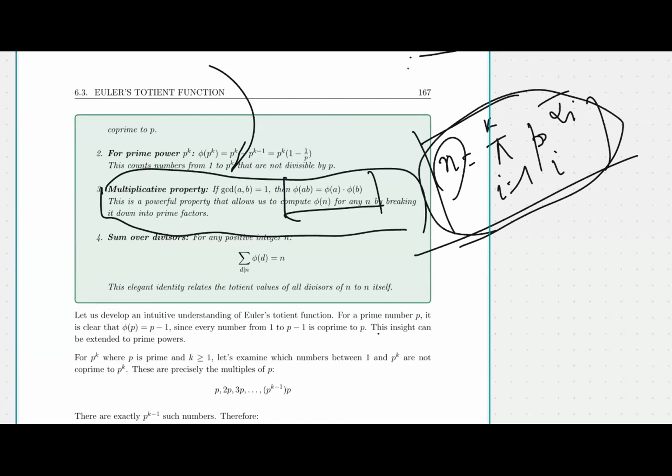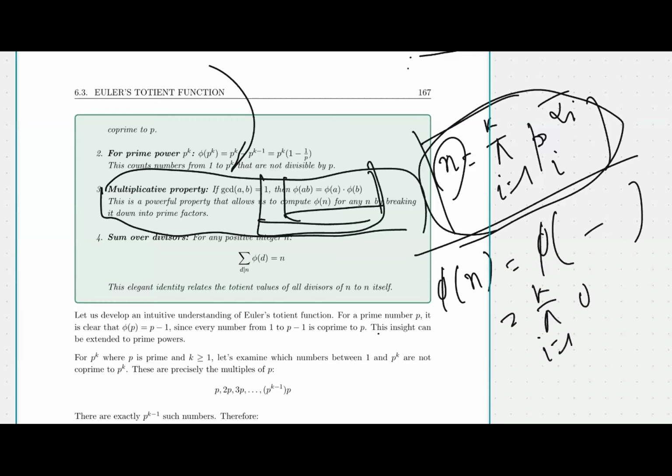Okay. So this theorem essentially says that phi of n equals phi of the product, right? But this can actually be written as the product over i of phi of p_i to the power alpha_i. So this is what this theorem is telling us. We can take the product out.